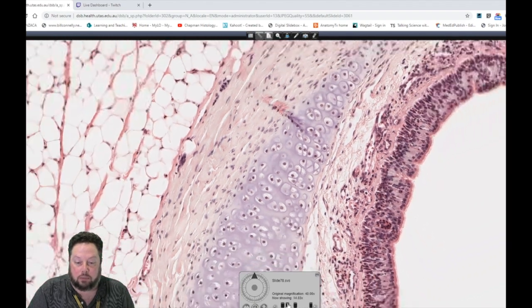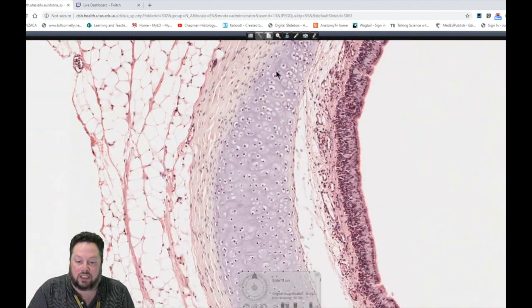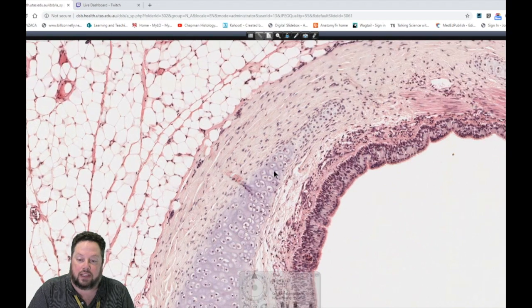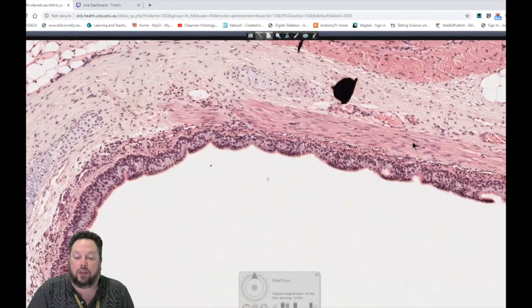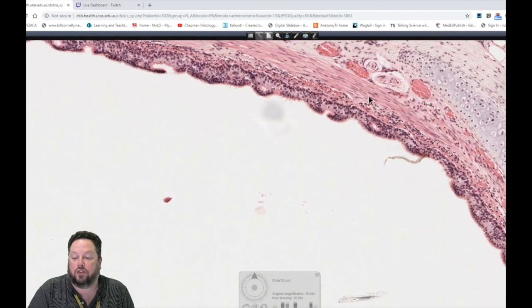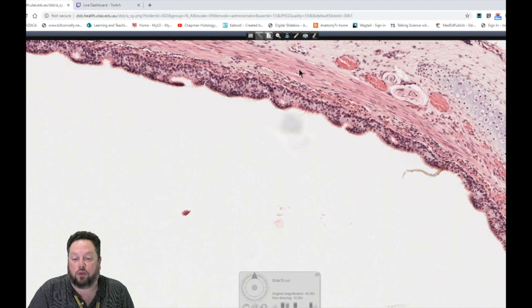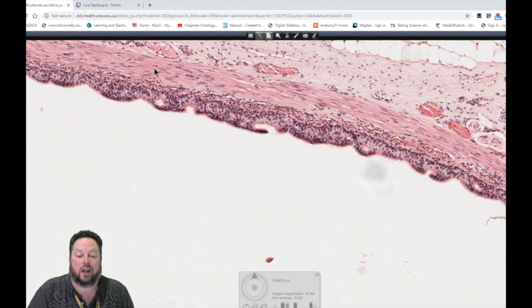So I might just zoom out a little bit here, so we can actually see the ends of the cartilage here for the C-shaped cartilage ring. You might notice here that the posterior region of the trachea has this smooth muscle layer. This is known as the trachealis muscle.